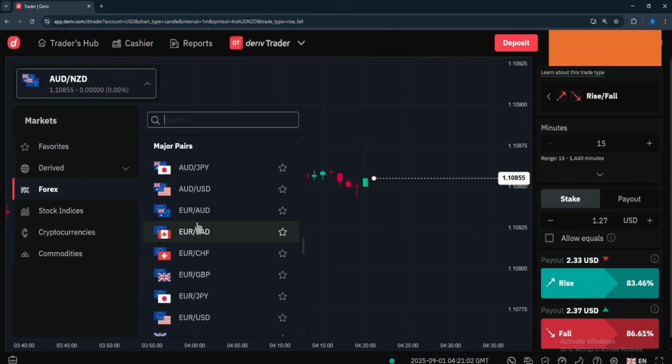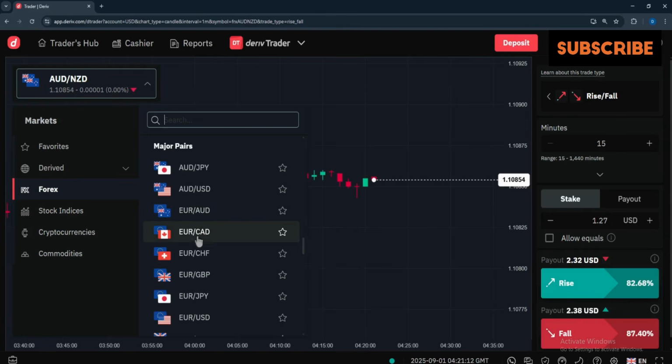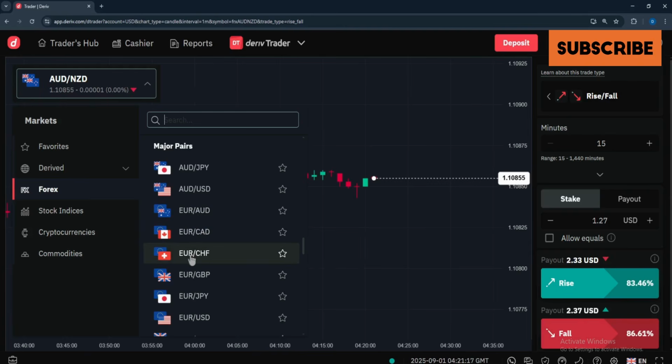And the last session is the Tokyo and London overlap. These are basically the best trading times on Deriv. The Tokyo-London overlap is between 7 a.m. to 9 a.m. Greenwich Mean Time.